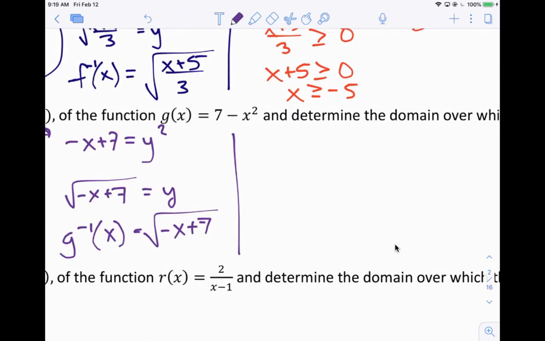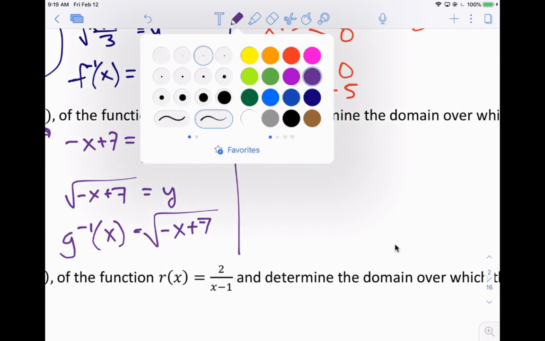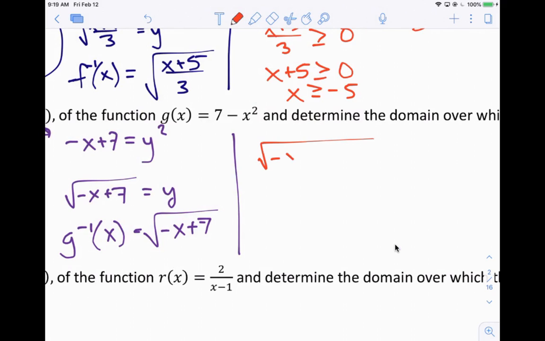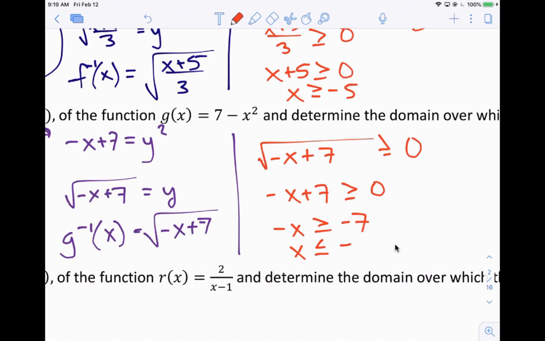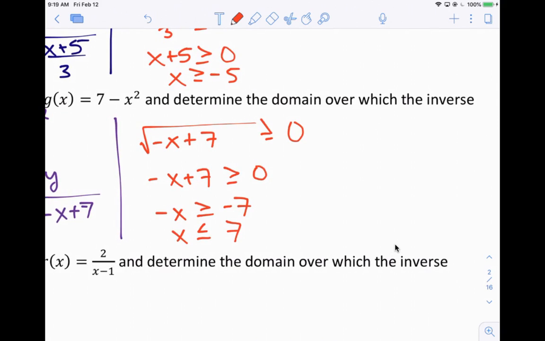All right. The domain over which this one exists has the same issue as before. This radical cannot spit out negatives, and so it has to be greater than or equal to 0. Therefore, -7 plus x has to be greater than or equal to 0. Negative x has to be greater than or equal to -7. Now, here is where I will need to change the sign because I'm going to divide by -1. Sorry about that. And so x actually has to be less than or equal to 7.